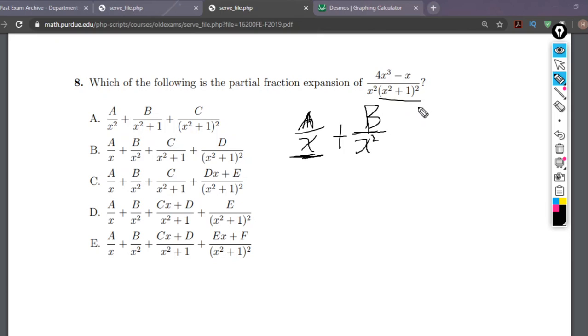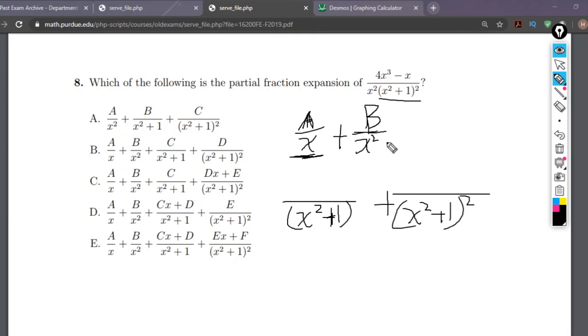And the second part, again, this would be the simplest factor plus the squared.